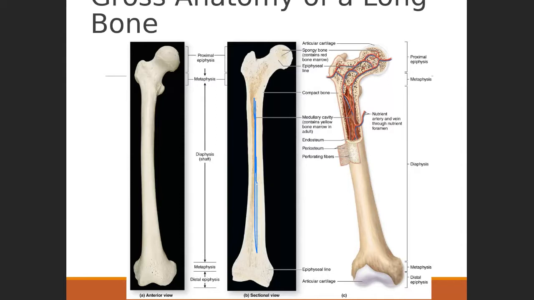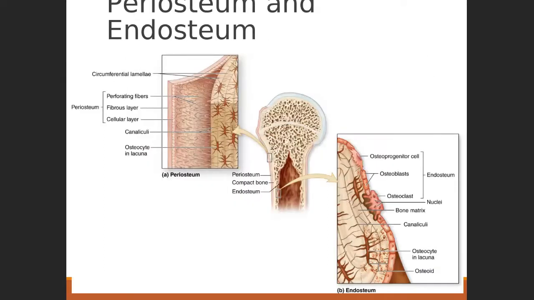Associated with the long bone, we also see two other membranes. We mentioned them last class. The periosteum on the outside of the bone, and we get an endosteum lining the medullary cavity. You'll see the periosteum referred to here as it's peeled off of the bone. Okay, first of all, it won't peel off of the bone as easily as it looks like that.